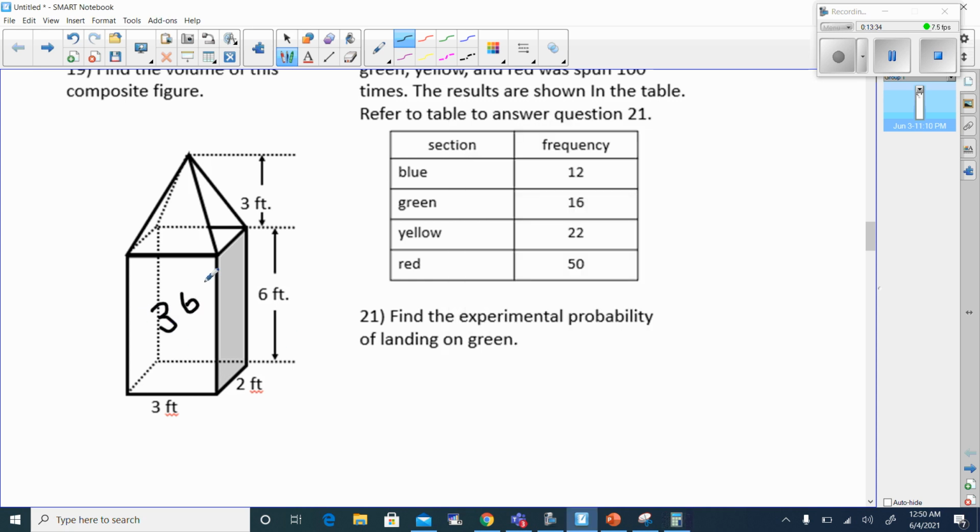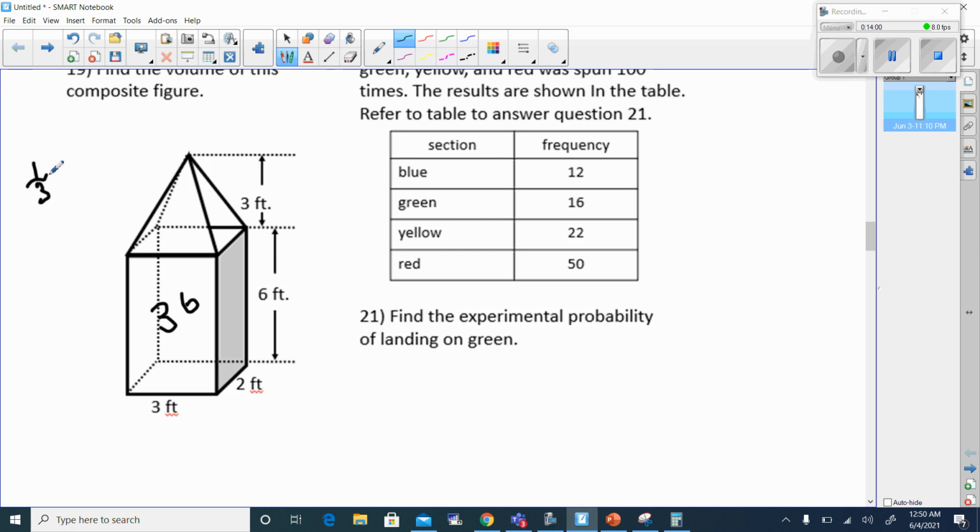Let's try to do the top. The top one, I'm going to tell you right now, this one won't be on it because we did not learn pyramids this year. But if I was going to do this one, quite honestly, it's not that hard. It's 1/3 whatever it would be for a square-based prism, and this is 3 by 2.